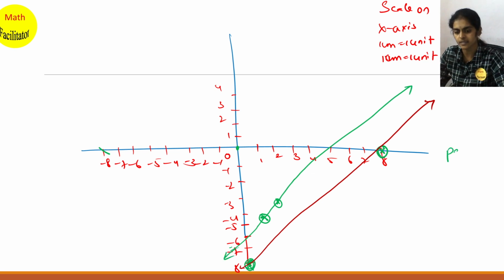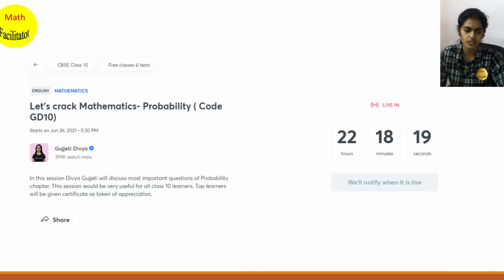These 2 lines are nothing but parallel lines. They are not intersecting at any point. Got it? So there is no solution. Let's move on to the next question.